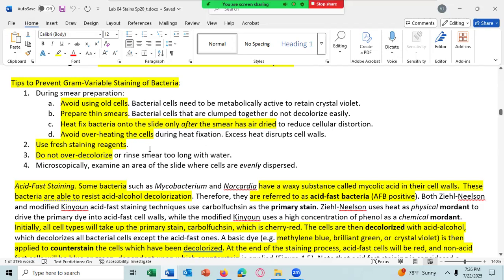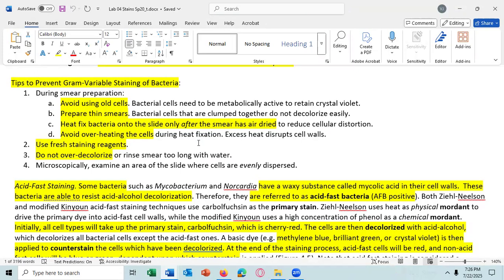And then avoid overheating the cells during heat fixation. If you overheat the cells, that will disrupt the cell walls. It will actually make the cells appear to look melted. So let's say you have a nice square shape. The cells are going to be melted and the boundary won't be distinct and square.